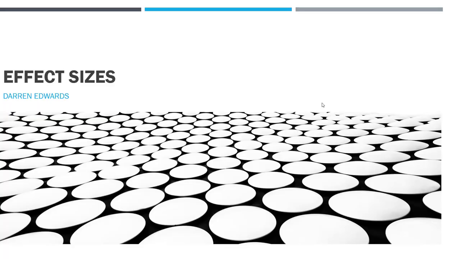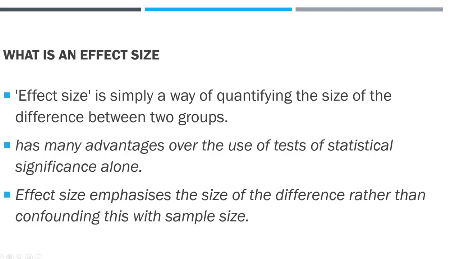Okay guys, so this is a short session on effect sizes, and I'm going to touch on something called G-Power. So the very first question that you need to ask is, what is an effect size? An effect size is simply a way of quantifying the size of the difference between two groups. This has many advantages over the use of statistical significance alone, such as your p-value. The effect size emphasizes the size of the difference rather than confounding this with a sample size.